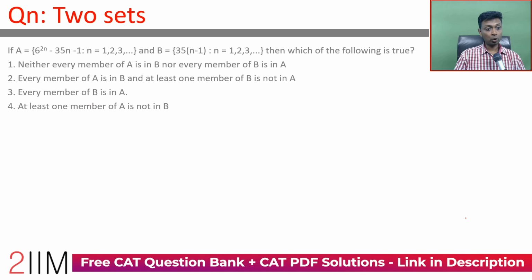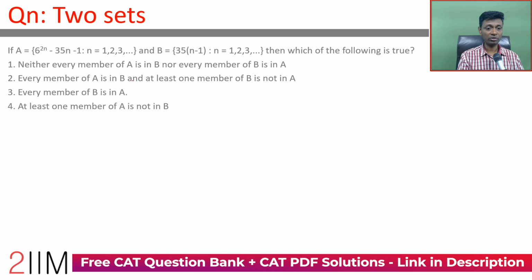A is 6 power 2n minus 35n minus 1, n equal to 1, 2, 3, and b is 35 times n minus 1, n is 1, 2, 3. And which of the following is true? Neither every element of a is in b, nor every member of b is in a.